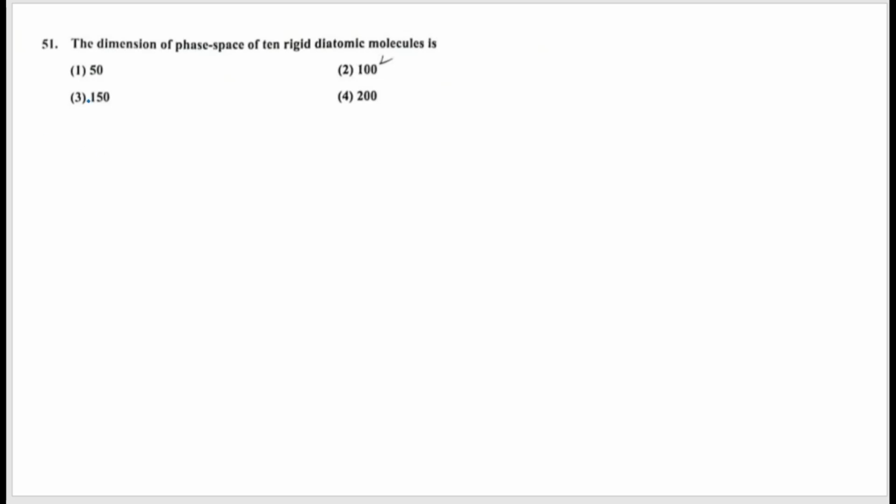What we have, 51st question: the dimension of phase space of 10 rigid diatomic molecules. They have asked us to find the dimension of the phase space.